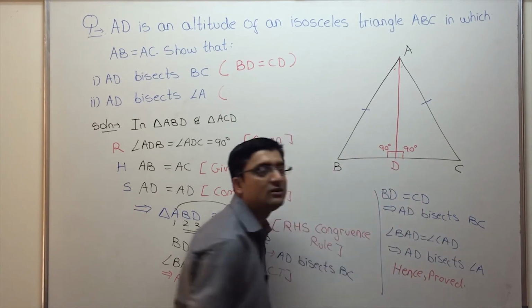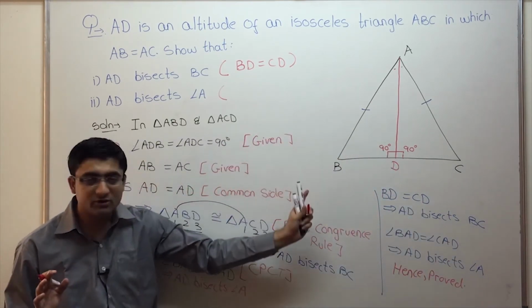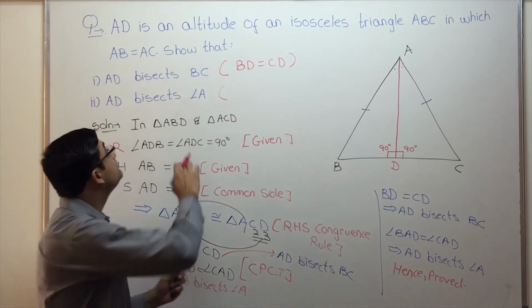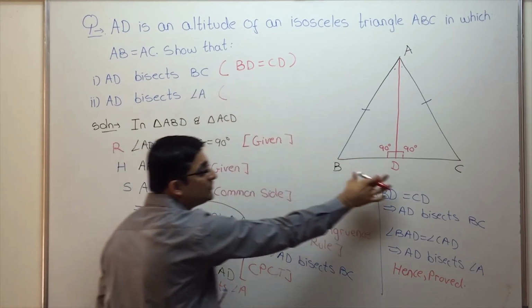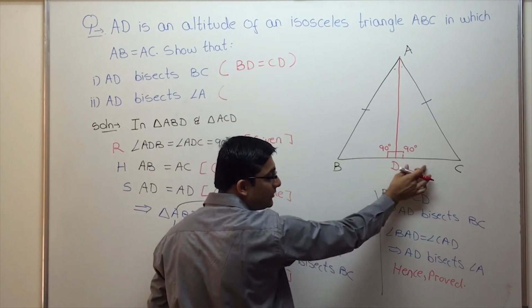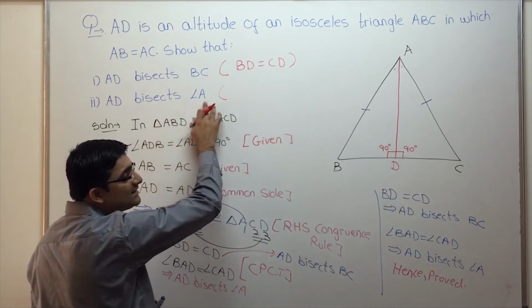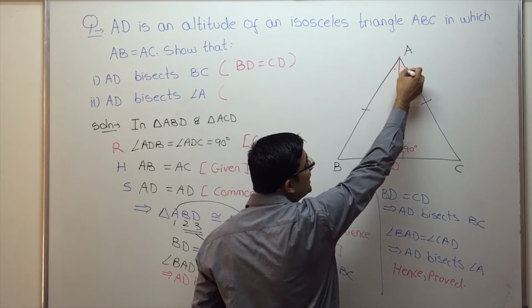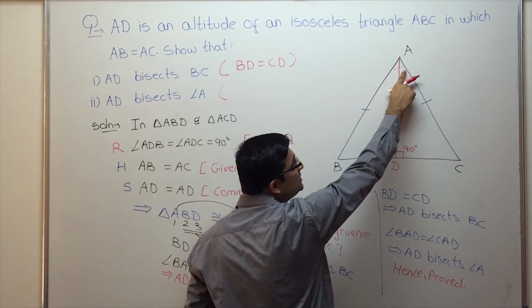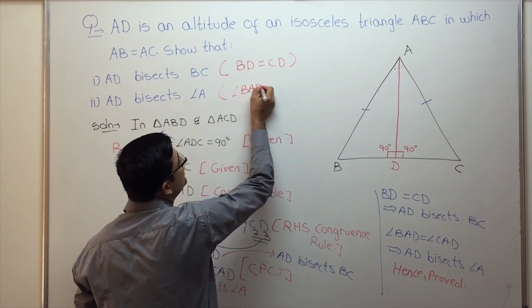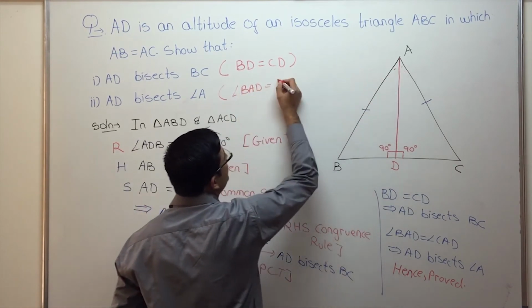So this is how you solve the question. So the first step is always draw your figure, understand what is given to you. Next step, what do we have to prove? AD bisects BC. So it is dividing BC in two equal parts. That is BD and CD. So prove BD is equal to CD. Next, AD bisects angle A. It is bisecting the entire angle A. So it is dividing entire angle A in two equal parts. That means these two angles are equal. That is angle BAD is equal to angle CAD.